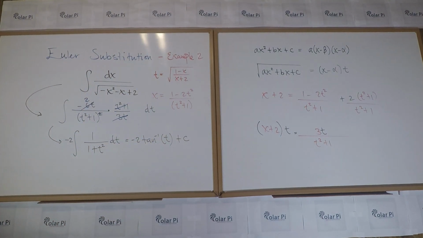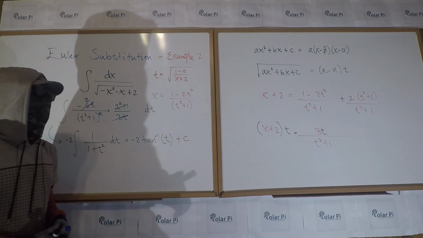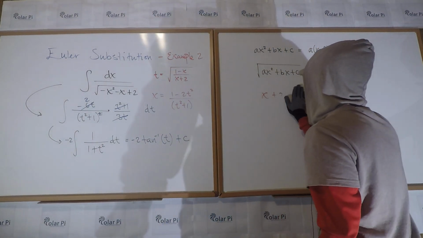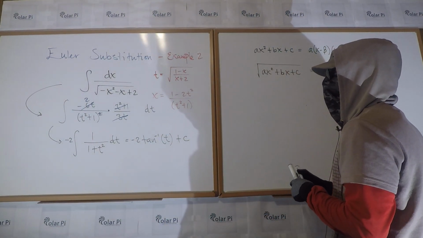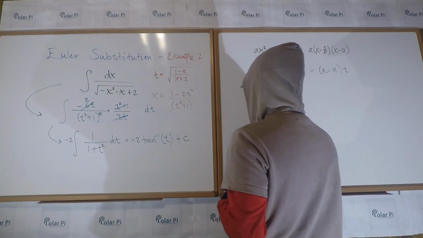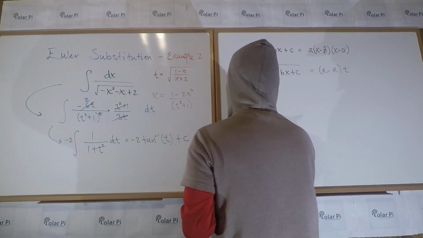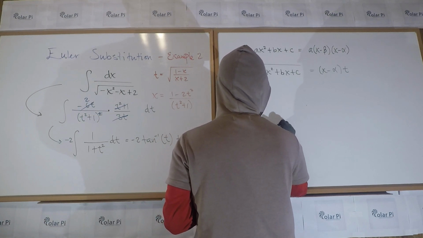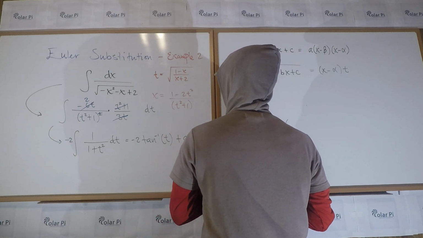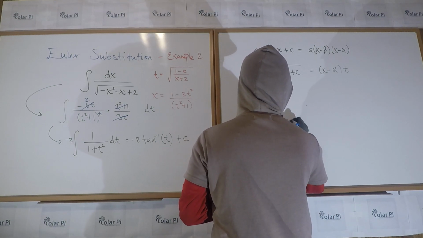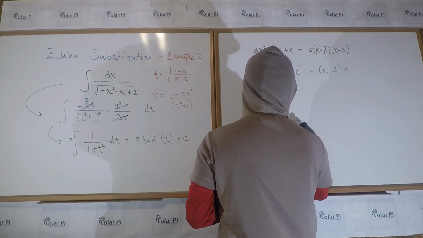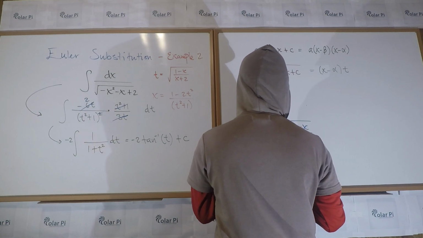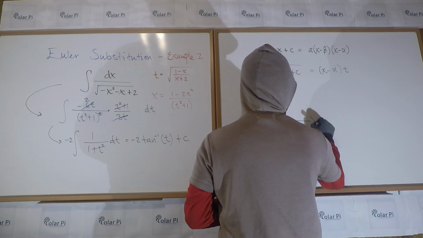And boy, aren't we glad that we solved for t earlier. So our final answer is going to be that our integral is minus 2 tan inverse of the square root of (1 minus x) divided by (x plus 2), plus c, and done.